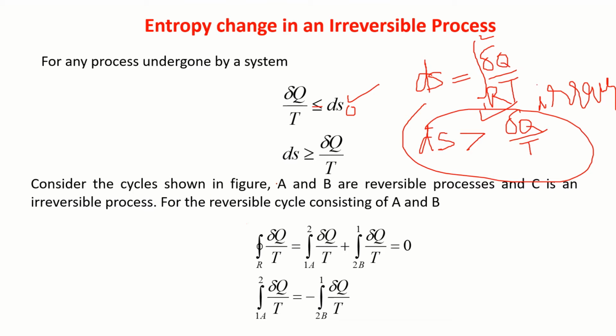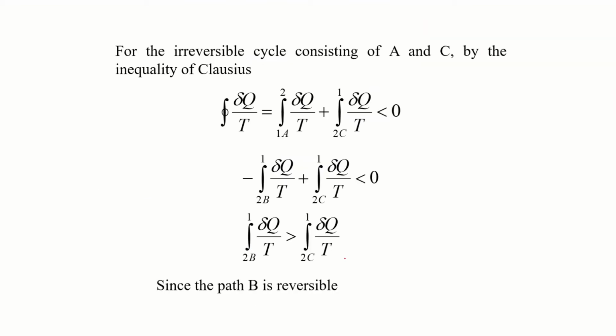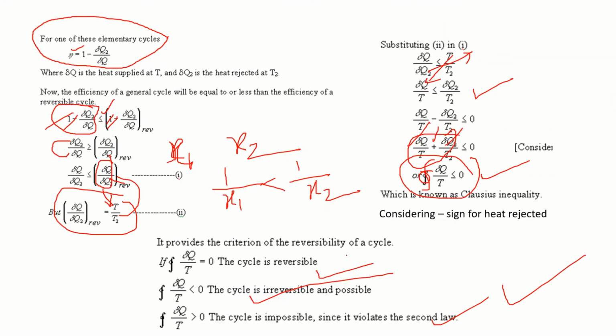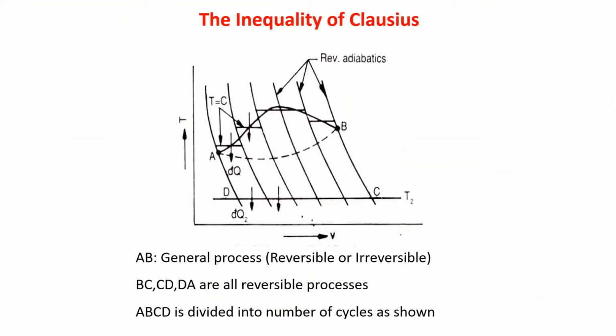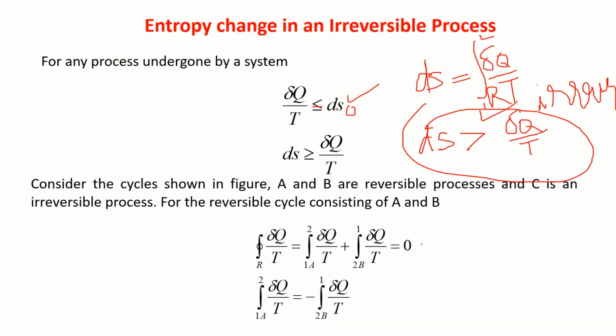So consider the cycle shown in the figure, A and B a reversible process and C an irreversible process. For the reversible cycle consisting of A and B, see here, reversible delta Q by T.